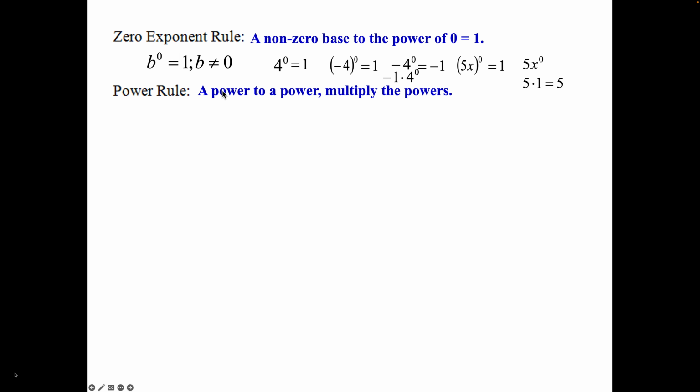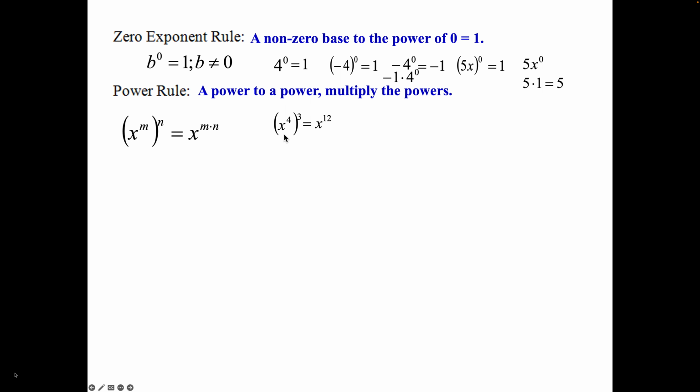Power rule. A power to a power, you multiply exponents. So you're going to see 1 base x raised to a power. This will be in parentheses and raised to another power. So you will multiply these. This is not like the product rule where there's 2 bases, 2 exponents, 1 exponent on each base. 1 base, 2 powers. Multiply the power. So if I had x to the 4th to the 3rd power, 4 times 3 is x to the 12th.